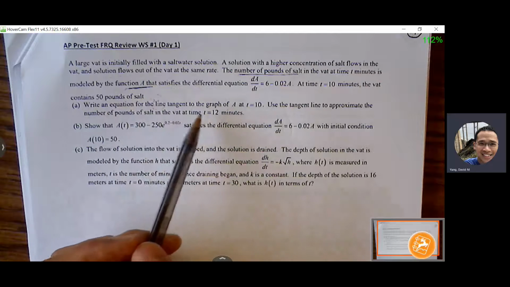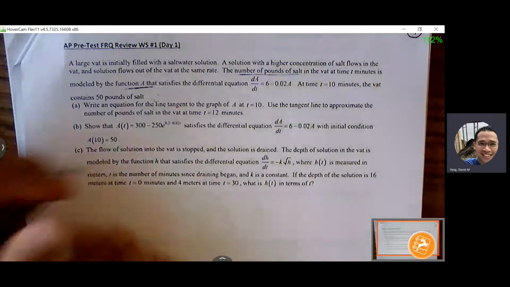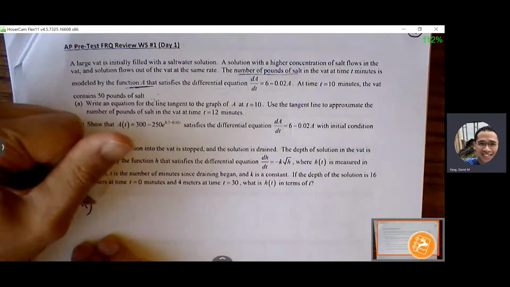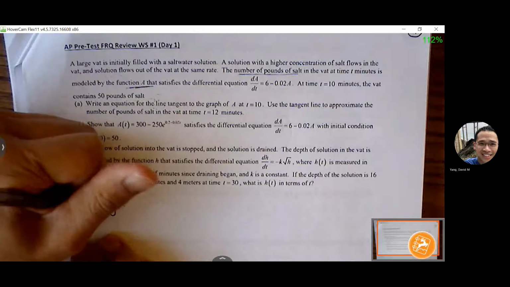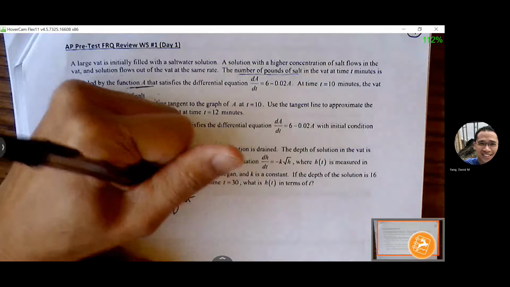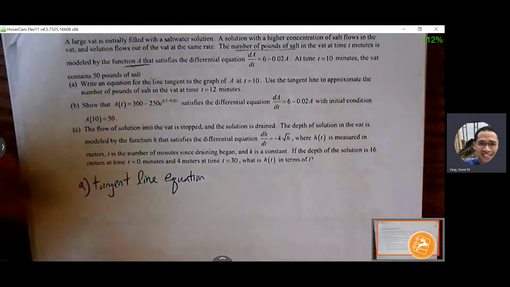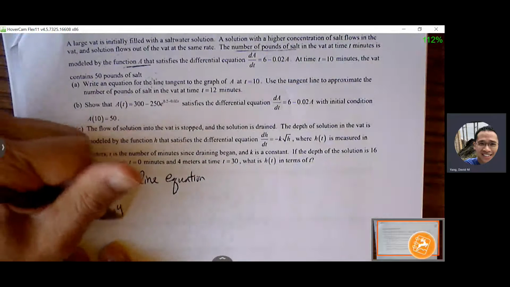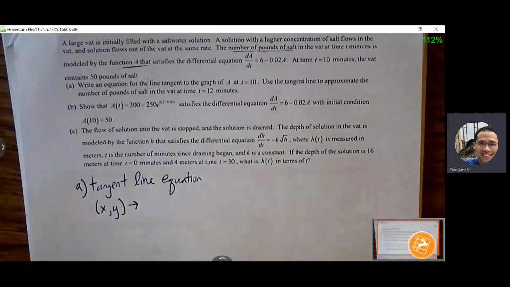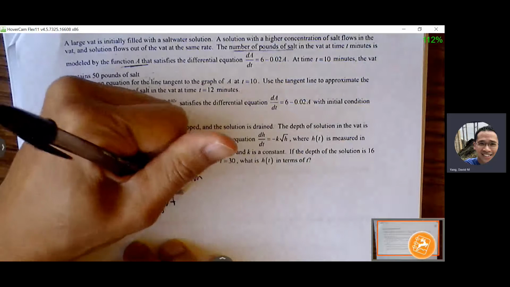Write an equation for the line tangent to the graph at t equals 10. So we've seen this over and over again, tangent line equation. So we have to find an ordered pair, we have to find slope. Now, typically, I know for a tangent line equation, when you find the ordered pair, you're looking for x and y, but we have to make an adjustment here. The variables provided for us are not in terms of x and y. It's in terms of t for time and A for pounds of salt.